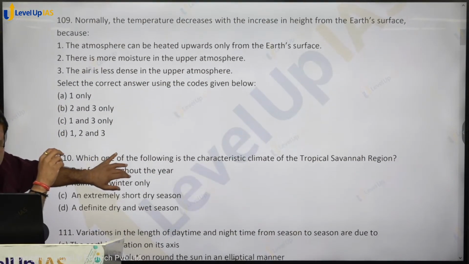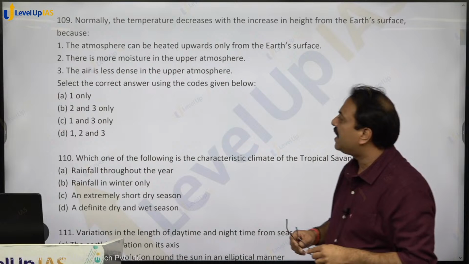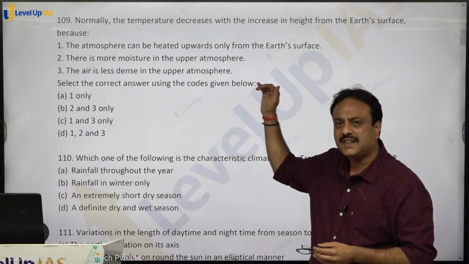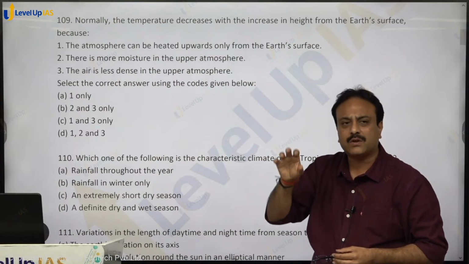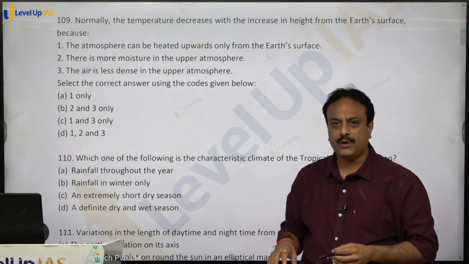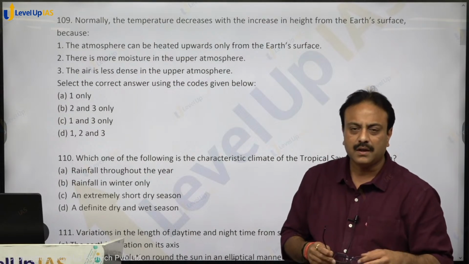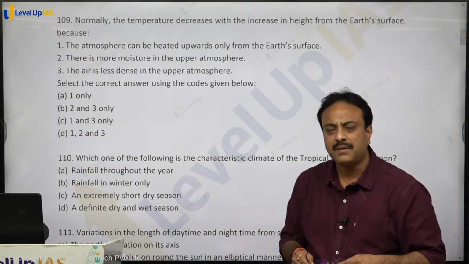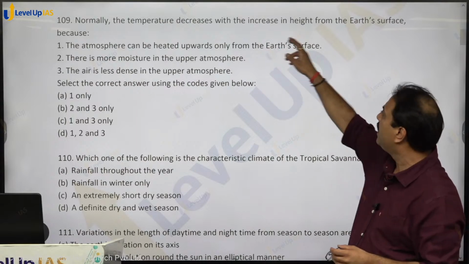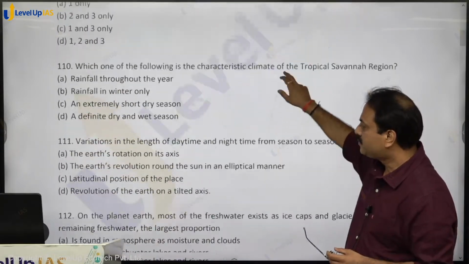Question number 109, who is asking that? Suraj from the online class. 109 is saying that statement number 3 is saying that air is less dense in the upper atmosphere. Because air is less dense in the upper atmosphere, thereby less constituents of air are present in upper atmosphere. More constituents are present in lower atmosphere, and the constituents which are present in atmosphere, they will trap the returning radiation. So more returning radiation will be trapped in the lower layers as compared to upper layers, and hence it is one of the phenomena due to which the temperature reduces with increasing height from the surface of Earth.